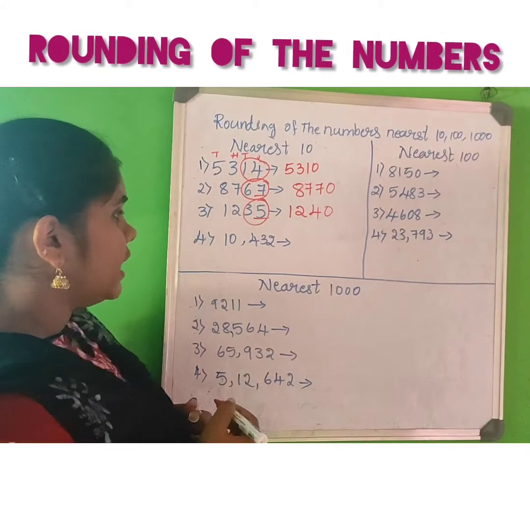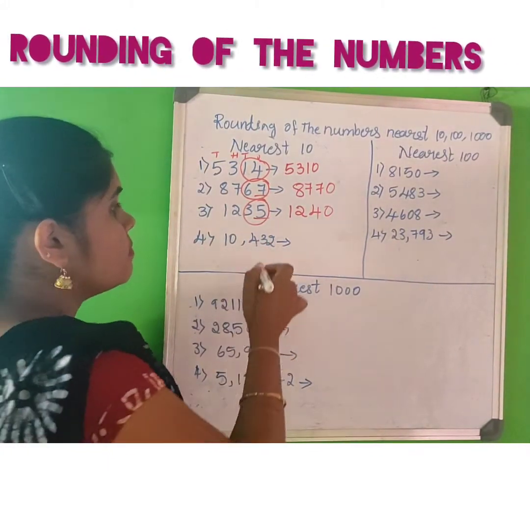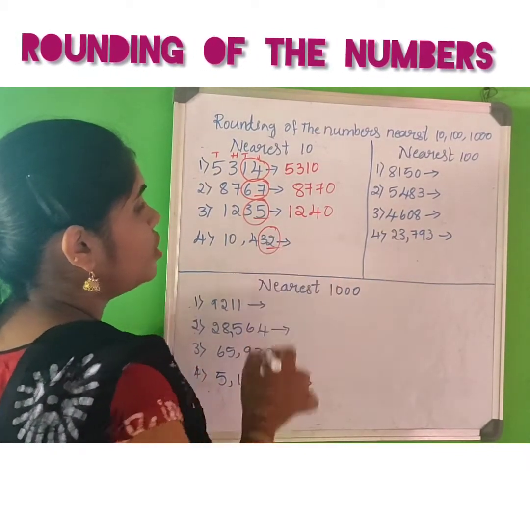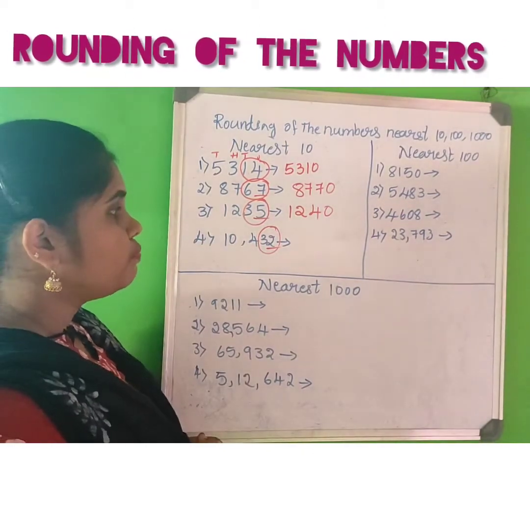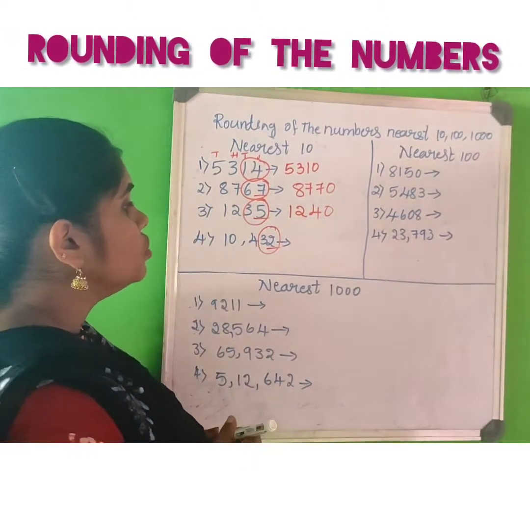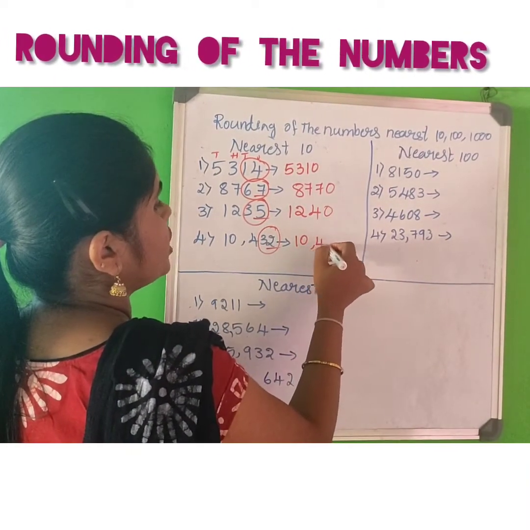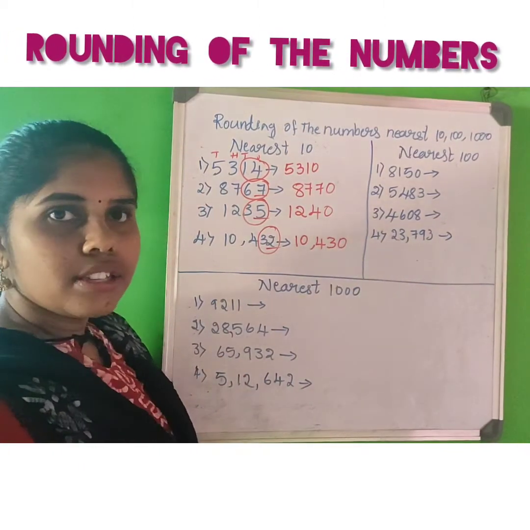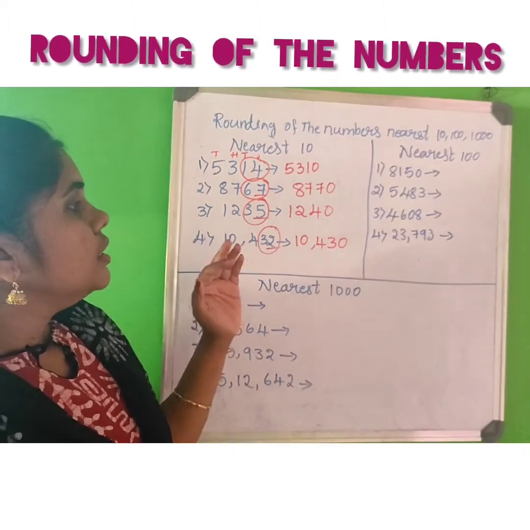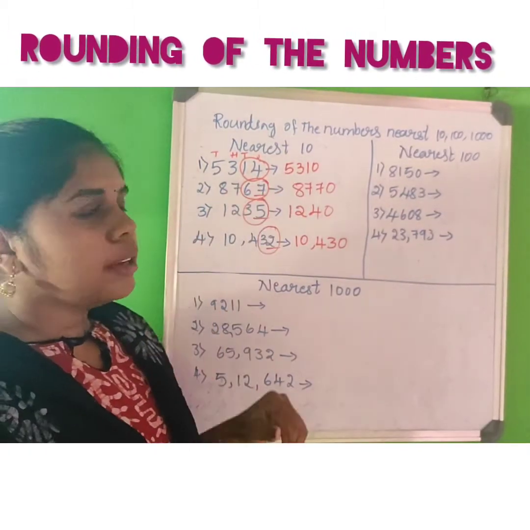Now go for the next problem, that is the fourth one, 10,432. The 10th place number is 32. The unit place number is 2, and 2 falls under the right hand reference rule. So you keep the 10th place as it is and make the unit place 0. Okay, so these are the techniques to round off nearest to 10.